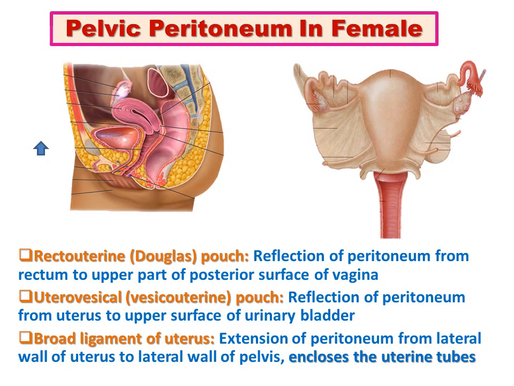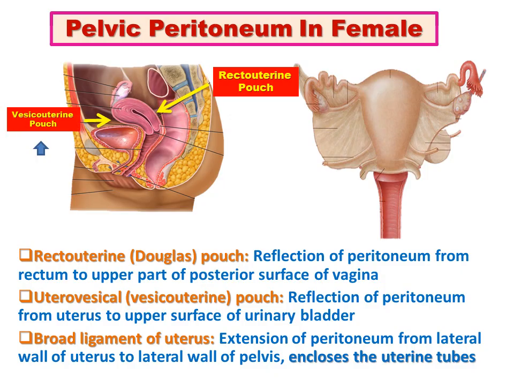Morrison. Now coming to the peritoneum of the uterus, the various peritoneal folds related to the uterus. So one is the rectouterine pouch of Douglas, mainly the reflection of peritoneum from the rectum to the upper part of the posterior surface of the vagina. Then we have the vesicouterine pouch. This is a reflection of the peritoneum from the uterus at the level of the isthmus to the superior surface of the urinary bladder. The third important peritoneal fold related to the uterus is the broad ligament.